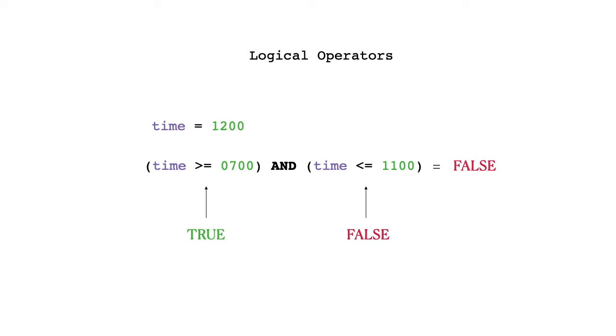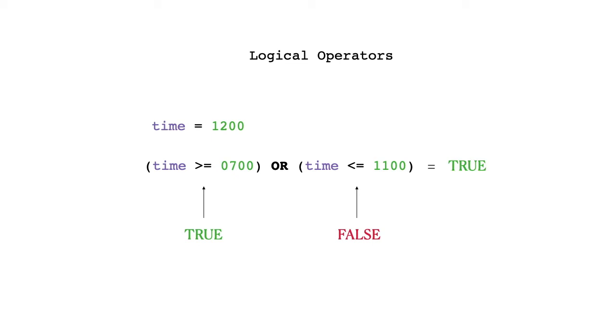The OR logical operator is different in that only one of the operands needs to be true. So for instance, if we change the AND to an OR operator, this condition will now evaluate to true, because one of them is true.